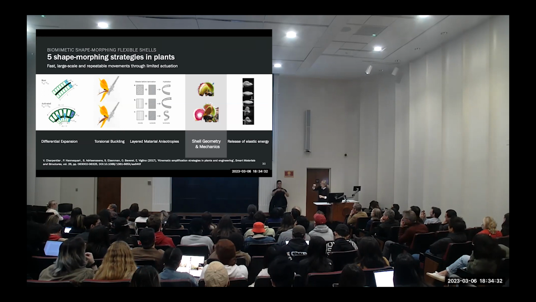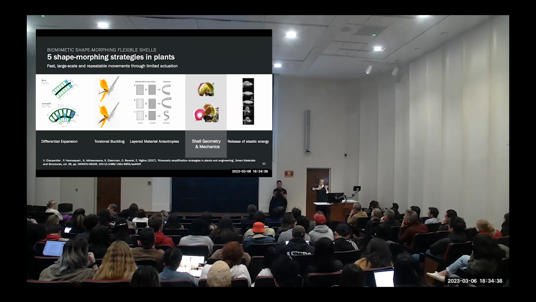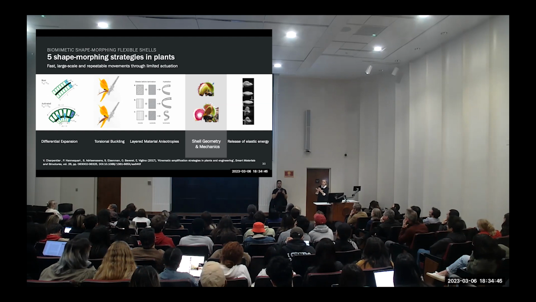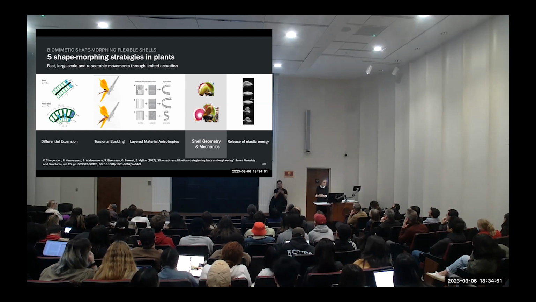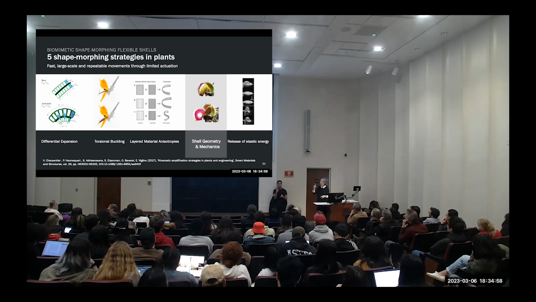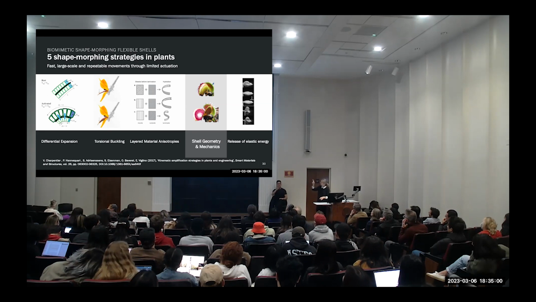The second one is torsional buckling. That involves very slender elements. When you put a load on them, they will actually start twisting. The third one is layered material anisotropy. That has to do with fiber orientation. If you put different fibers in different orientations, and then you actuate them through humidity, they will actually start twisting or warping. The last one is release of elastic energy, and the one that's most interesting to us is shell geometry, like the one that you find in the Venus flytrap, right?